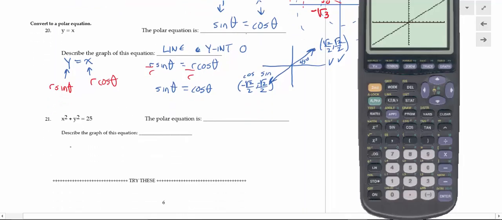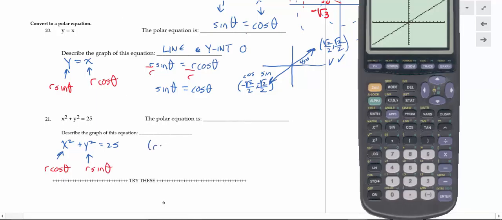Okay, next problem. We're going to start with x squared plus y squared equals 25. So again, we're going to do our substitutions. Where we see x, we're going to replace that with r cosine theta, and where we see y, we're going to replace that with r sine theta. And we're going to work it out and simplify it.